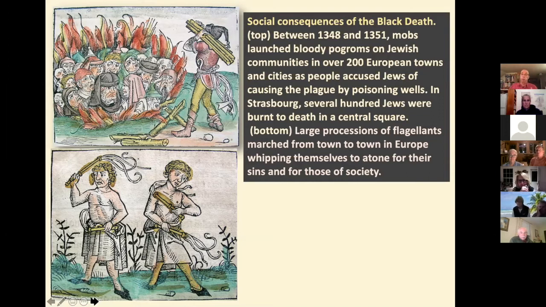And this really fuels the first great wave of anti-Semitic pogroms in Europe. 200 or more Jewish communities are targeted. Some of them are completely exterminated. In Strasbourg, famously, several hundred, the numbers are still, there's no real agreement, but you can read up to a couple of thousand Jews are burnt to death in a huge bonfire in the center of the city to seek to avoid the plague, the Black Death.